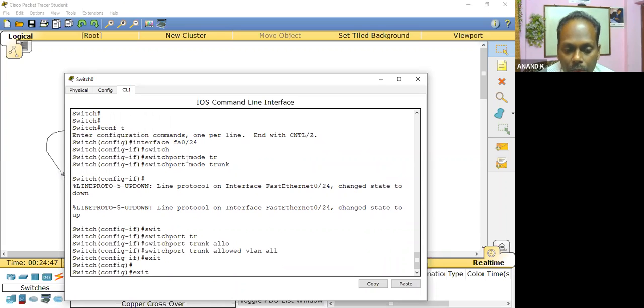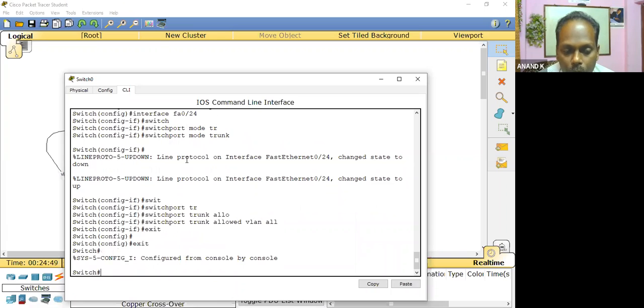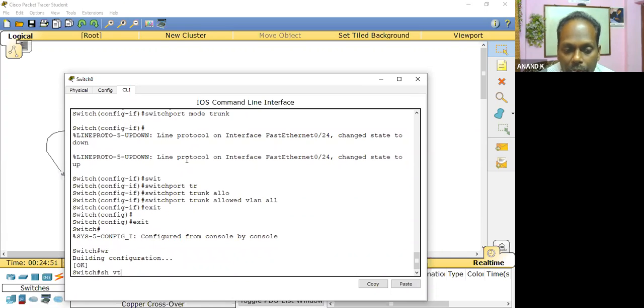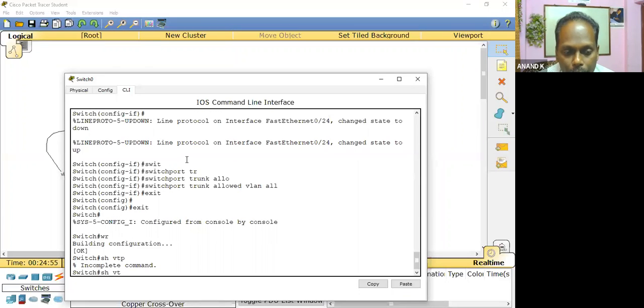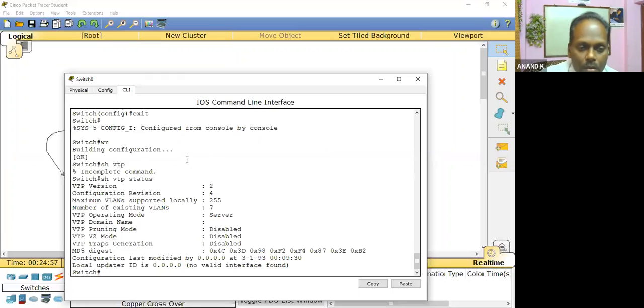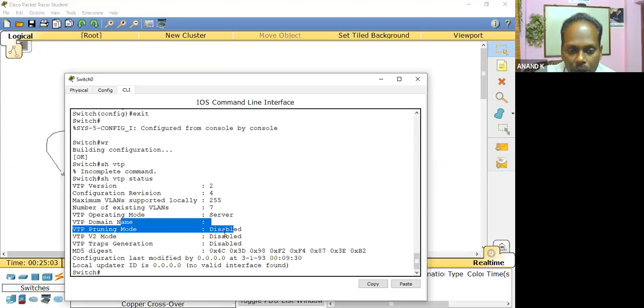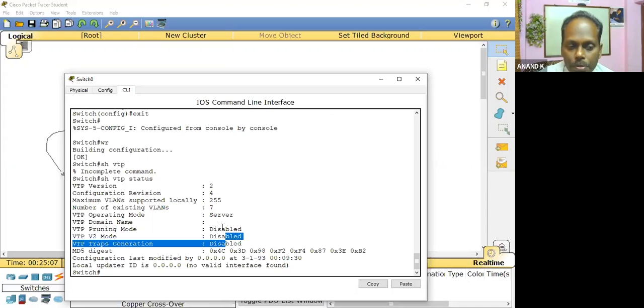I can ask this particular one. Before that, I'll show you. Before that, show VTP, virtual trunk protocol. It will tell you the VTP status. It is showing you this is virtual trunk protocol. Currently, it's in mode server, but nothing is there. Domain name is not there. Everything is disabled. I have to enable this particular one.